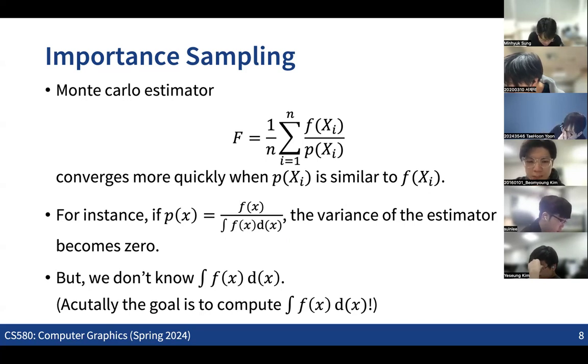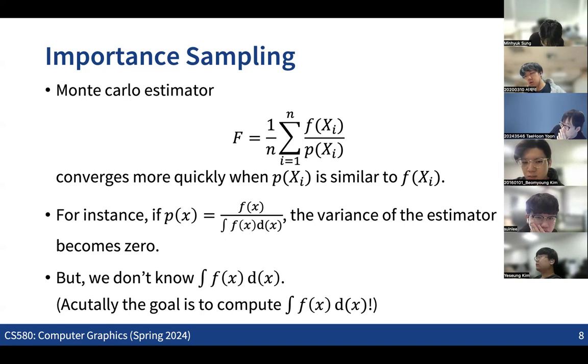So here the question is: when we cannot have full access to information about the function f, and also cannot directly calculate the integral of the function f, how can we define a probability density function that has a similar shape to the function f, in terms of decreasing the variance of the estimator? That's the key idea of importance sampling.